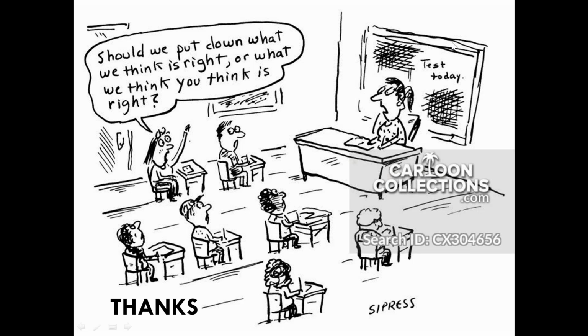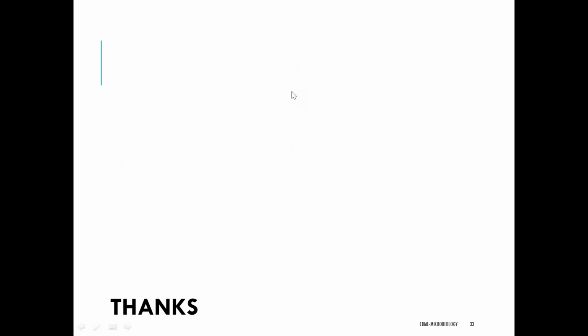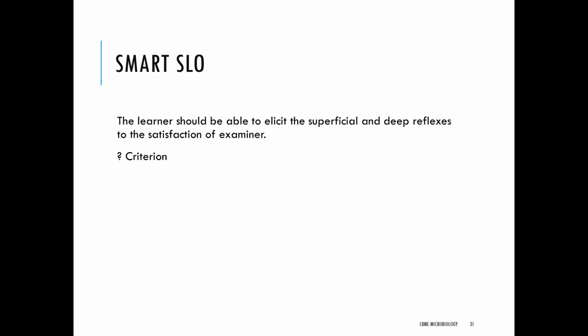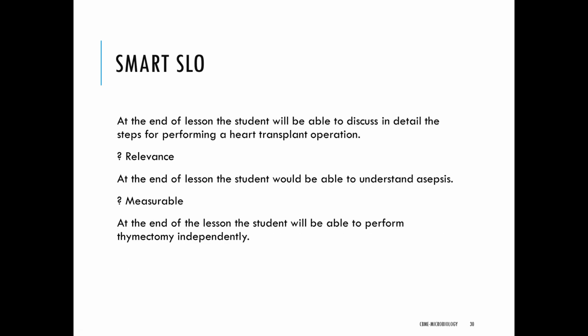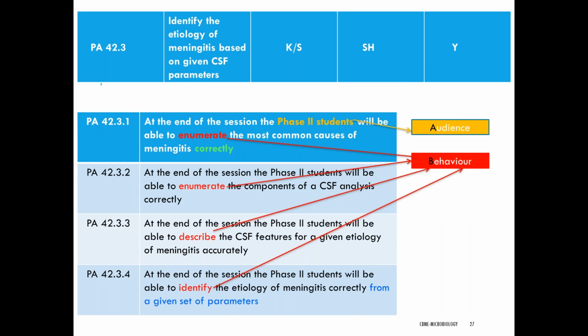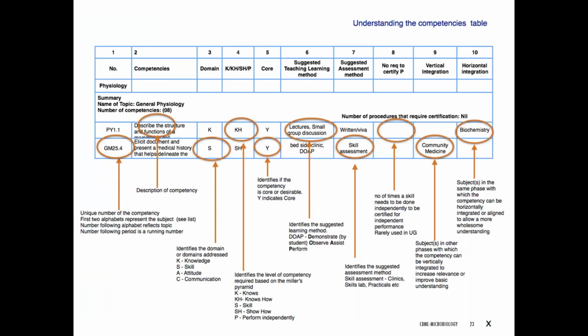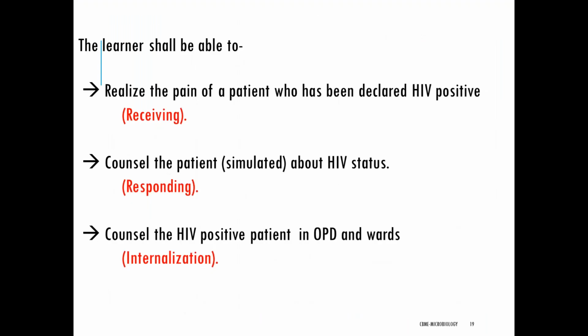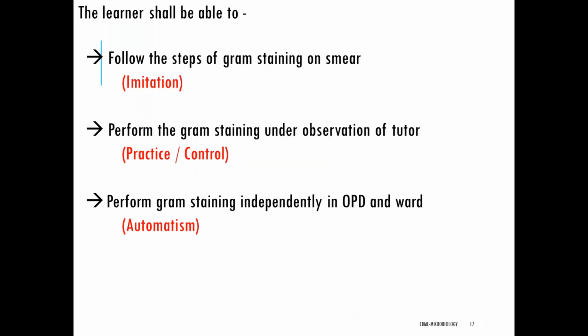Example of teaching learning methods and its relevance with ABCD, especially in case of DOAP. Right. So we'll have a separate session on teaching learning method. It is coming up. Meanwhile, I gave you an example over here about the Ziehl-Neelsen staining and Gram staining. So this can be a perfect example of DOAP. Can you see here? Follow the steps of Gram staining on a smear and then perform the Gram staining under observation. So this is an example where DOAP can be done.